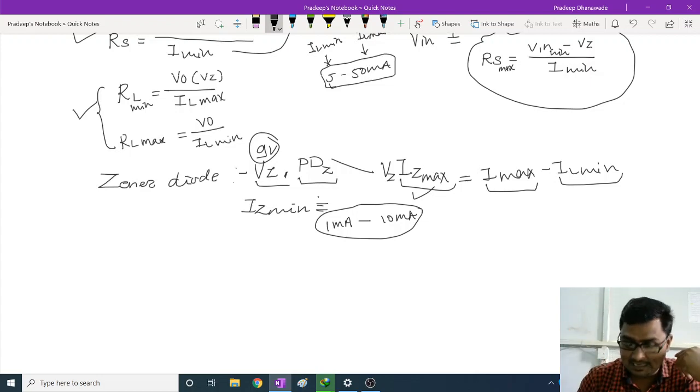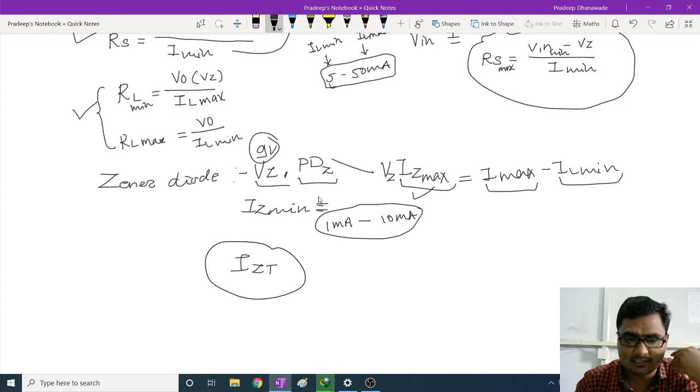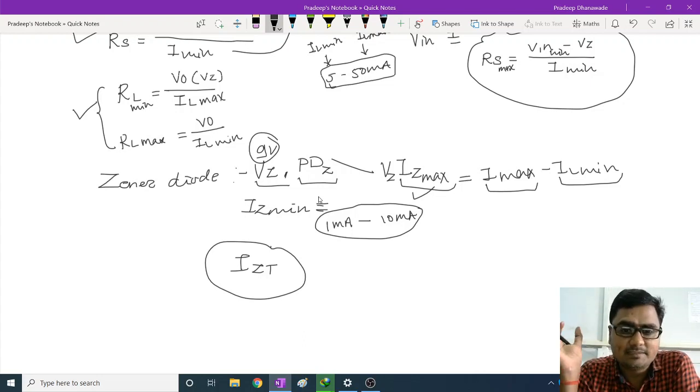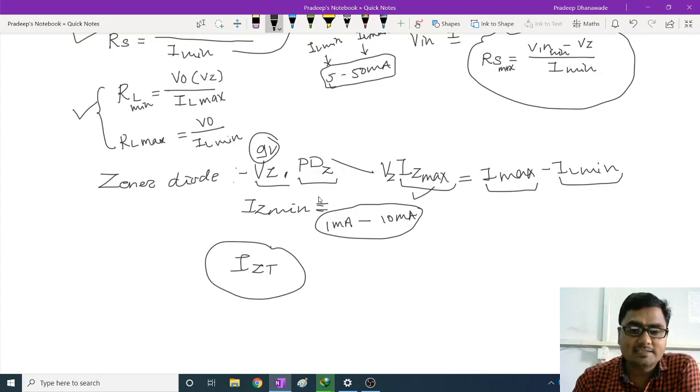And this Iz minimum is different from this IZT, which is specified in your datasheet. If you check the datasheet for a Zener diode, then that IZT is specified, which is different from Iz minimum. Generally, people assume that IZT is Iz minimum.